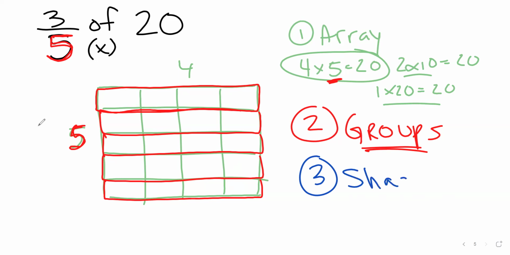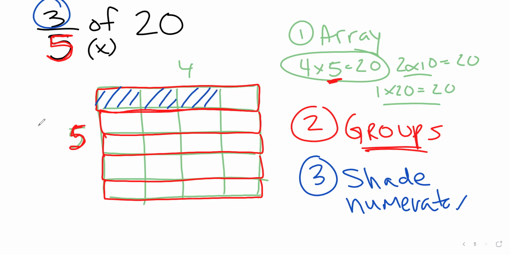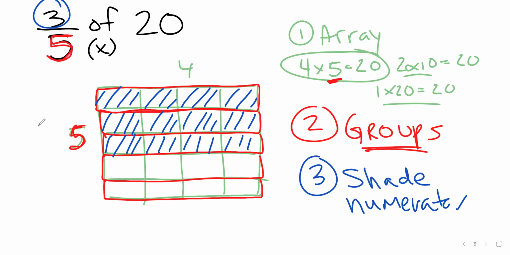In this case, we're just going to shade the numerator. And again, this doesn't say 3 pieces, because in this case it's actually 3 of my parts. So that's 1 part, 2 parts, right? I hope you're seeing that. And then here's my third part. When I think about how many that is, I have 1, 2, 3, 4, 5, 6, 7, 8, 9, 10, 11, 12 pieces. So 3/5 of 20 is equal to 12.